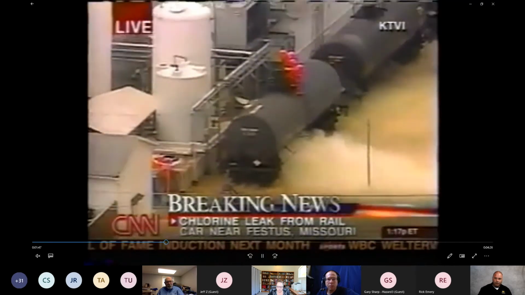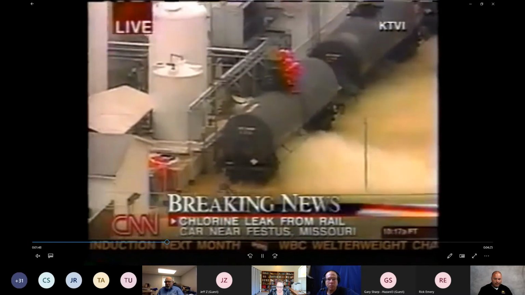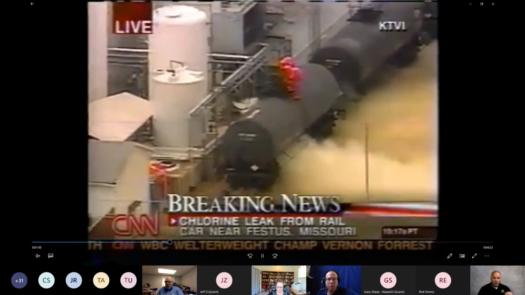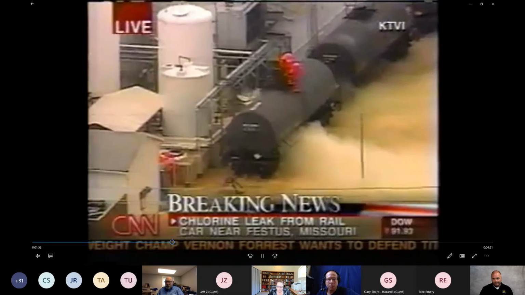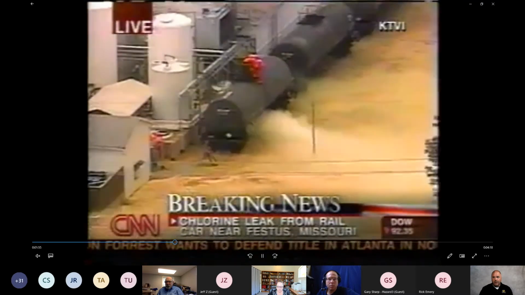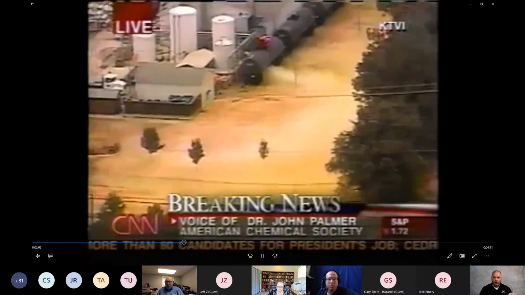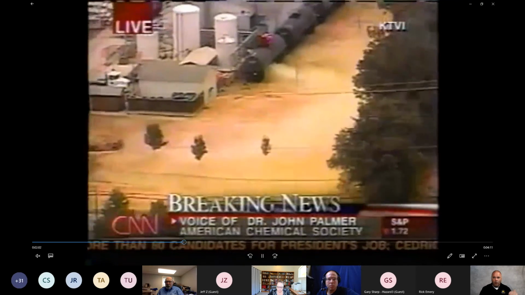A couple of tricks of the trade. You see the two guys up on top of the rail car. They obviously made entry into this commodity using a level A suit. And in this scenario, I would wholeheartedly agree with their assessment.